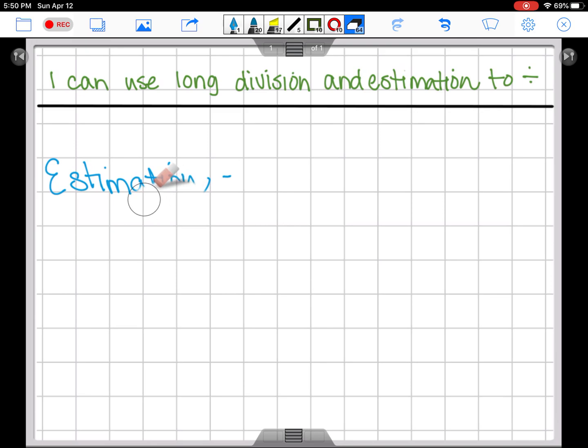One of the main strategies we're going to use for this is estimation. I did not mean to do that.